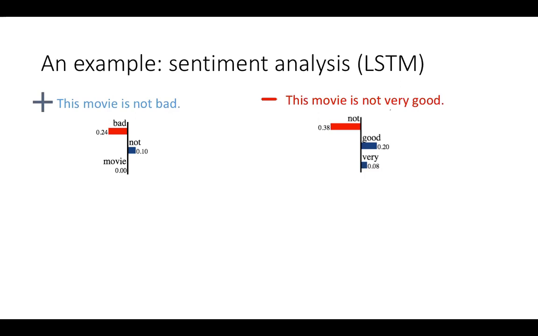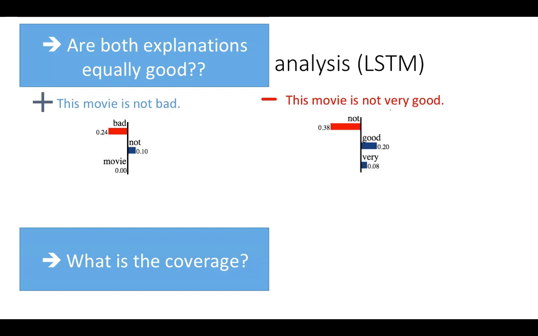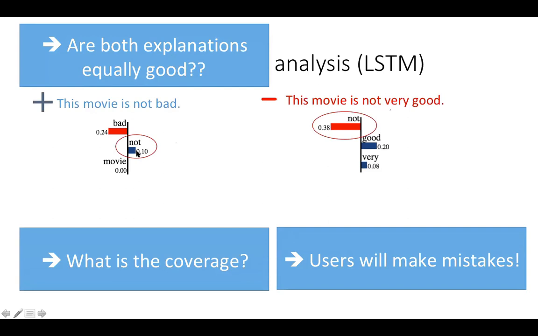So, if the end user looks at this particular example, and sees that not has a positive feature, and tries to generalize this over all instances, then there is a problem. So the question is, are both explanations equally good? What is the coverage? If you look at the coverage, there is a problem. While not is on the negative side here, not is on the positive side here. And therefore, this is confounding. And therefore, the end users are bound to make mistakes by seeing these explanations.